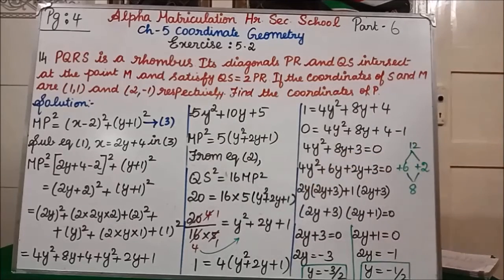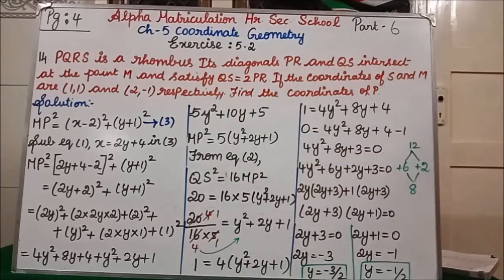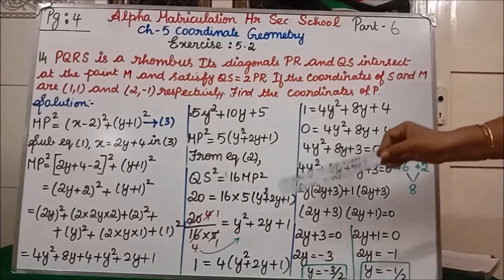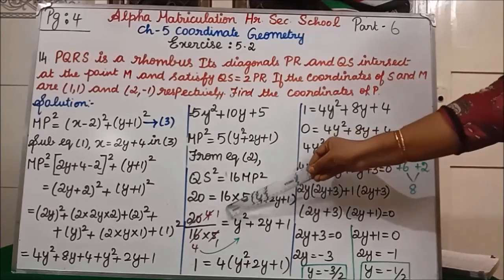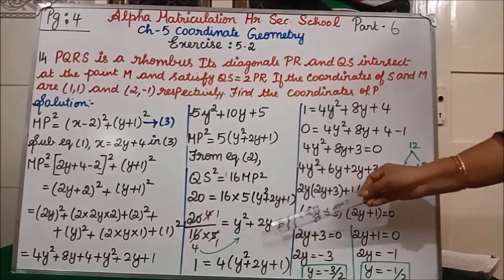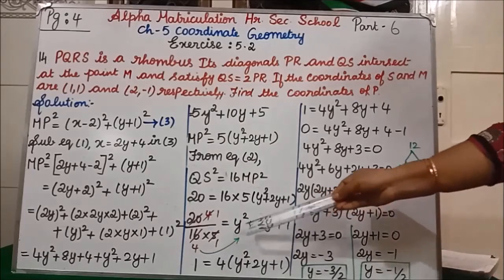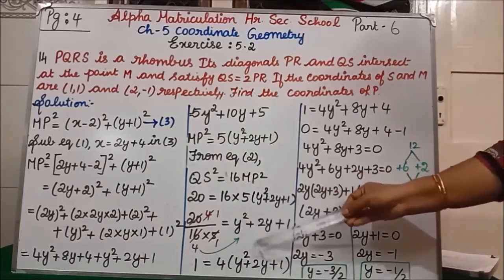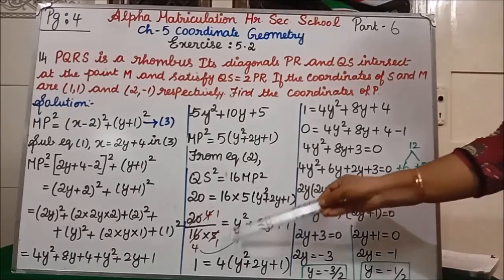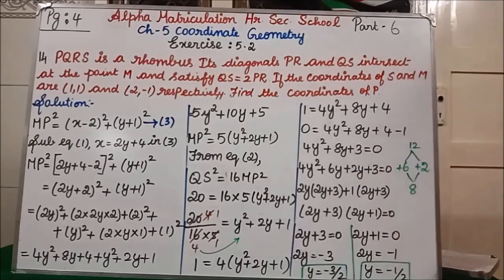If we are cancelling, the numerator part we are getting 1, the denominator part we are getting 4 into 1. 4 into 1 is what? 4. That 4 again we are doing cross multiplication. So numerator only 1 is there. So 1 is equal to 4 into y square plus 2y plus 1. The next step we are taking the 4 inside to each term. 4 into y square is 4y square. 4 into 2y is 8y. 4 into 1 is 4.